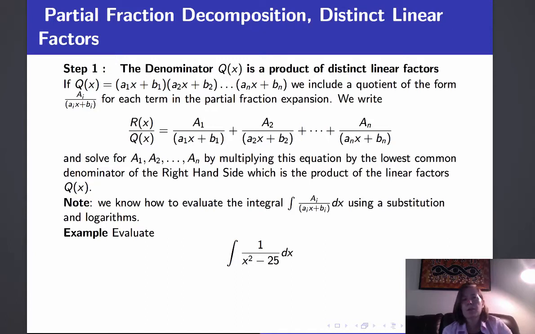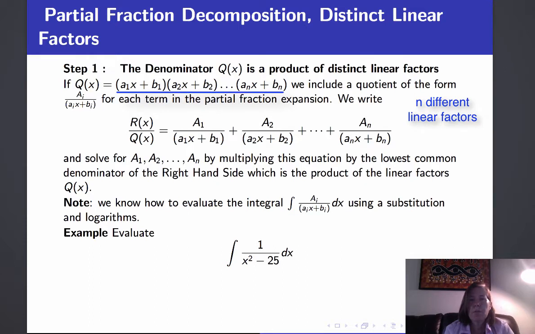Let's start with the simplest case here, where the denominator q(x) in our rational function r(x) over q(x) is a product of distinct linear factors. That is, it breaks up into a product of factors of the form ax plus b. Let's assume we have n of them.